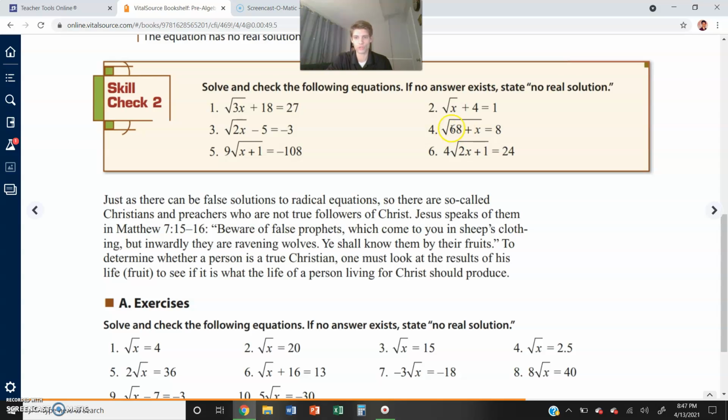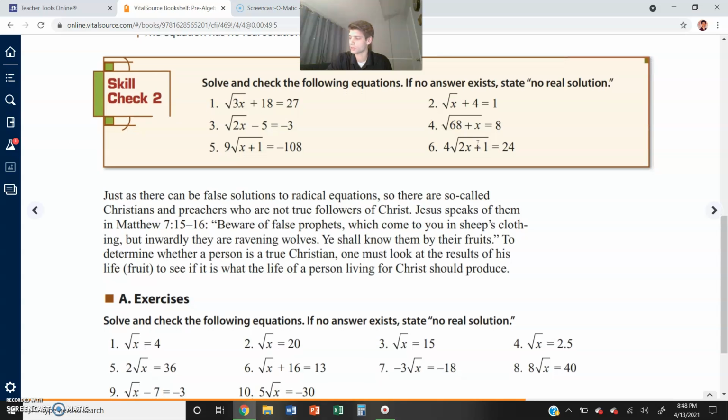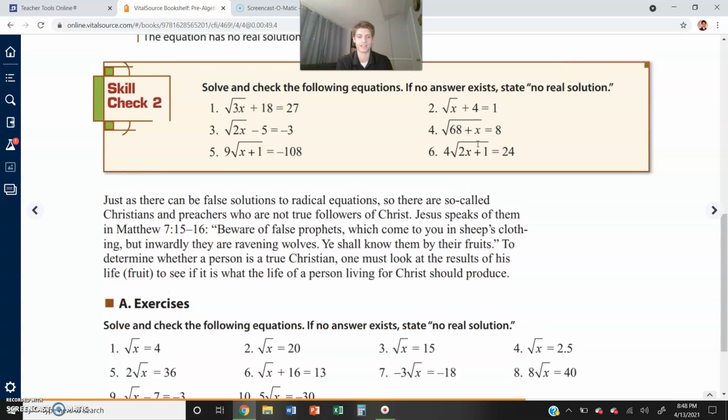So it is possible to have a negative answer. But you'll notice we never get square root is equal to a negative number. Number 5 is, again, no real solution, because as soon as we move it over, we get the negative number. And number 6, x is equal to, this one was hard, it's 17.5.